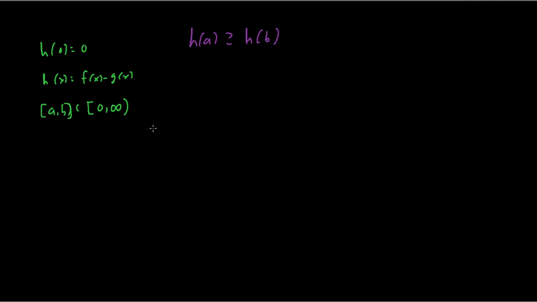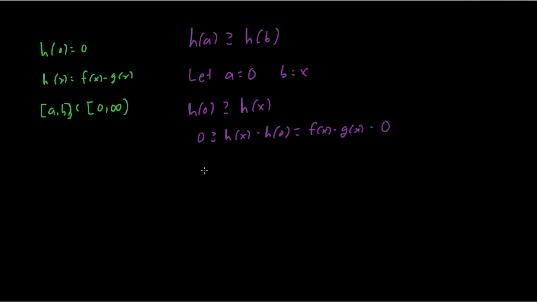So on the side in the green, I've written 3 key facts, and that's going to be really important for us finishing this proof. So we're going to define a specific subset now. We're going to let a equal 0, and we're going to let b equal x. So h of 0 is greater than or equal to h of x, which implies that 0 is greater than or equal to h of x minus h of 0, and h of x is equal to f of x minus g of x, h of 0 is equal to 0. So that gives us that g of x is greater than or equal to f of x. And that's the end of the proof.